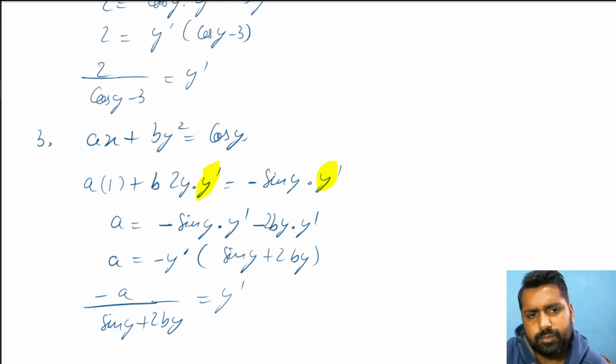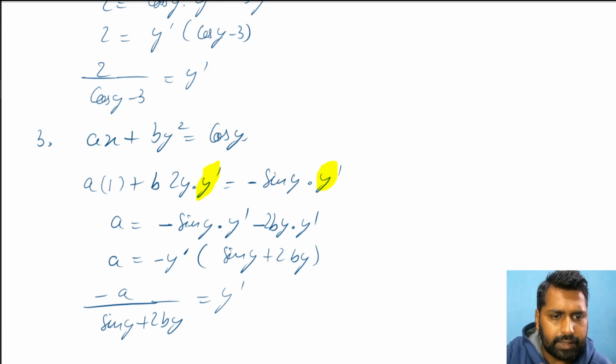So the idea is very simple. You differentiate both sides. Whenever you differentiate any term that consists of y, additionally multiply y dash with it, and since we are supposed to find y dash, get your y dash together.